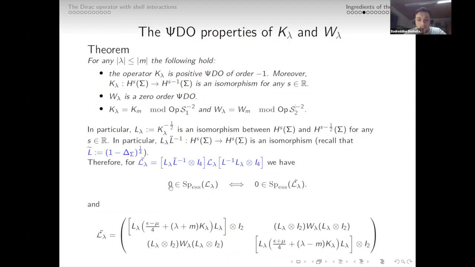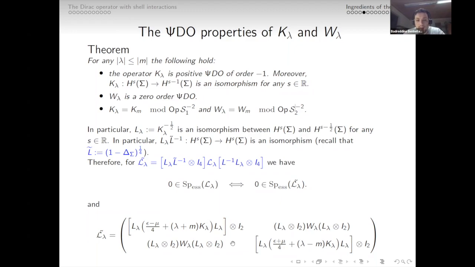And remember, this is equivalent to having lambda in the essential spectrum of the closure of H. Okay, and here we have the block structure of L lambda tilde. Recall that this is somehow the inverse of K lambda, so we will have simplification inside.